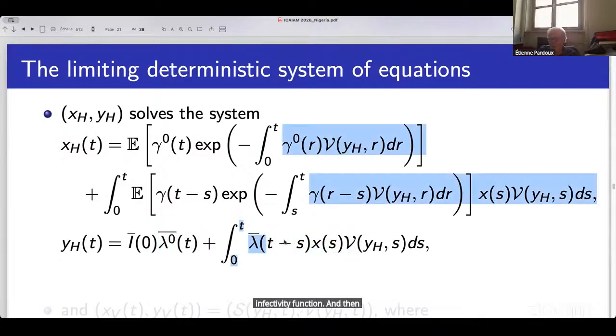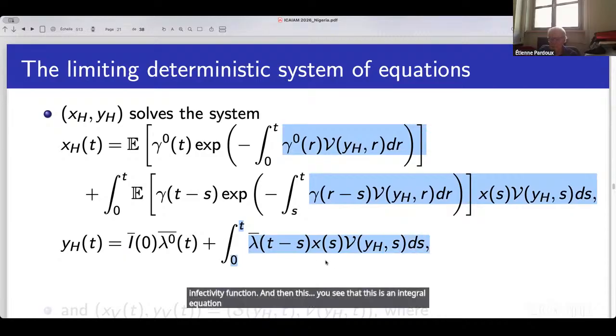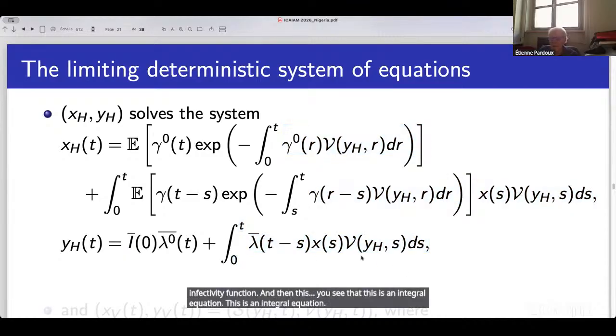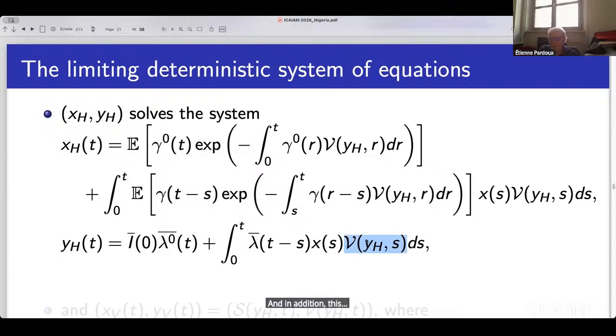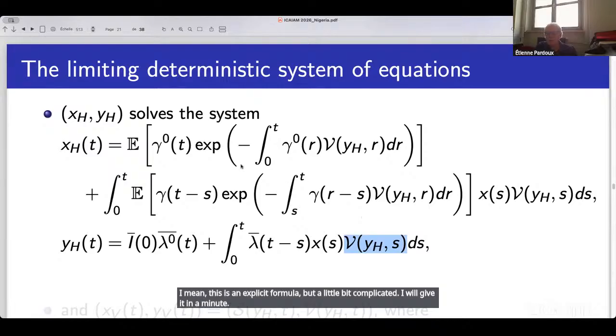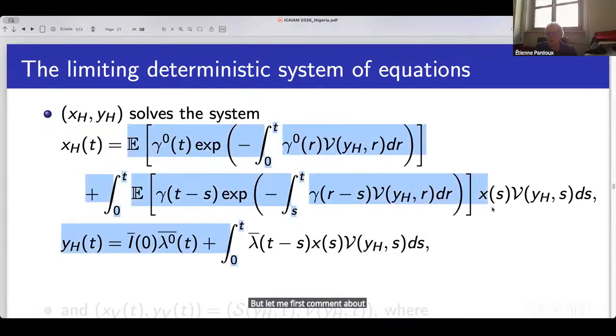Okay, you see that this is an integral equation. This is an integral equation, and in addition, this is not such a simple one. I mean, this is an explicit formula, but a little bit complicated. I will give it in a minute. But let me first comment about the first equation.